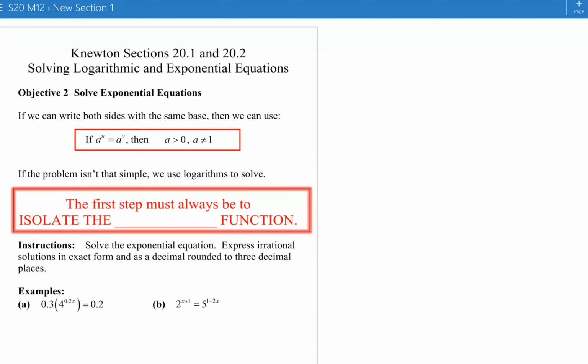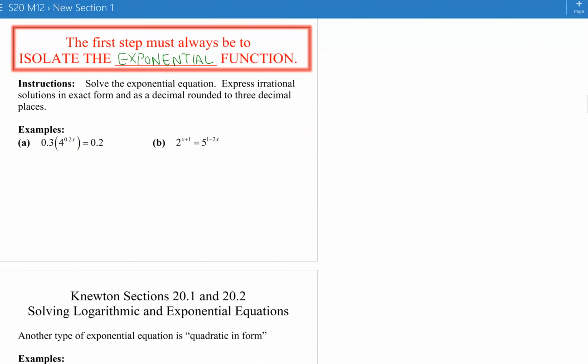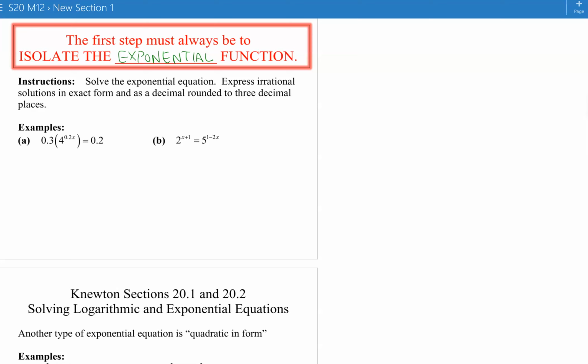Okay, so let's go on to solving exponential equations. And we solved some simple exponential equations where we said if the bases are the same, then the exponents must be equal. But if it's not that simple, we need to use logarithms to solve. And the first step must always be to isolate the exponential function. Always. So let's look at this first example.